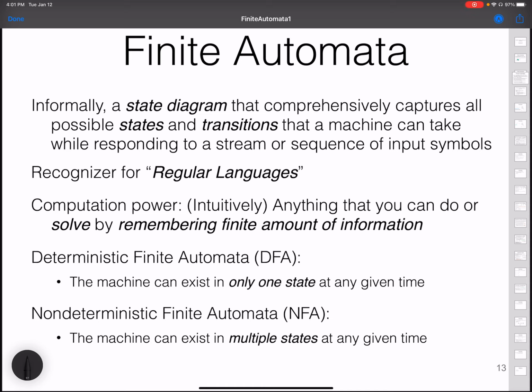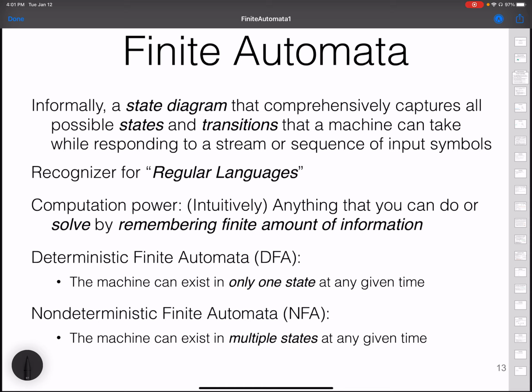But in a non-deterministic finite state, it is possible that after a specific input string, you can say that this machine can be in this state or in this state. I know it might not be very clear what this means, but I'm going to show you some examples, and then it will be clearer what non-deterministic finite state means.